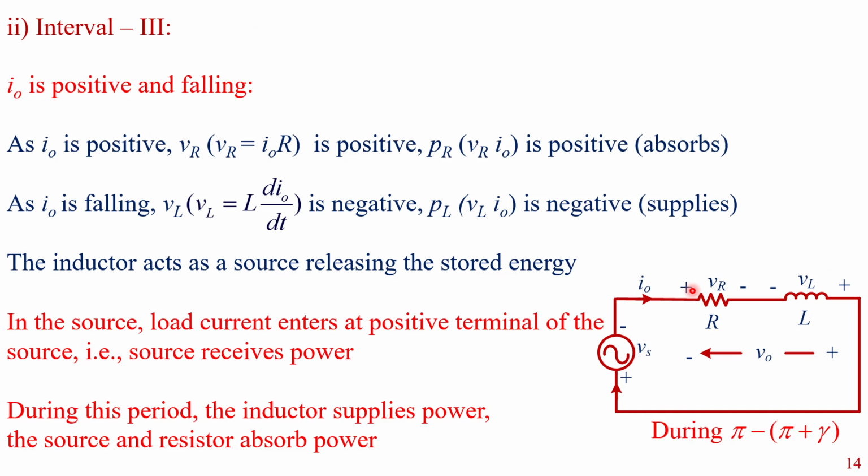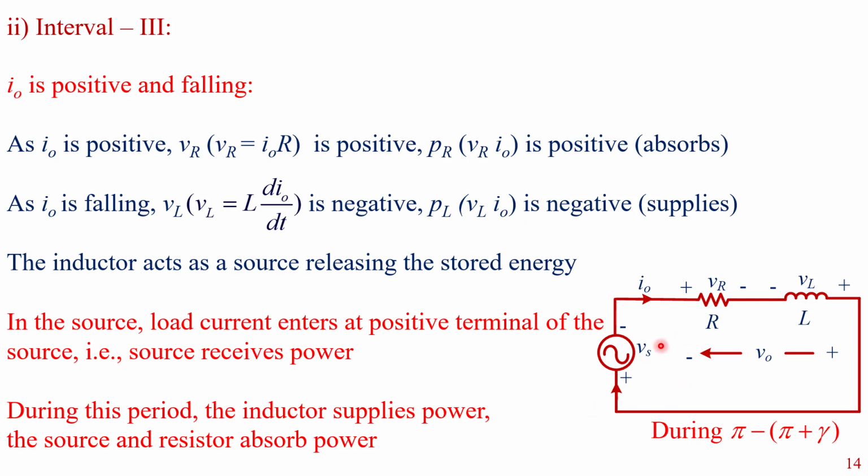Let us consider the final interval. The load current is positive and falling. As the load current is positive, the voltage across the resistor is positive and the power of the resistor is positive. And coming to the inductor, the voltage across the inductor is negative and the inductor supplies power.